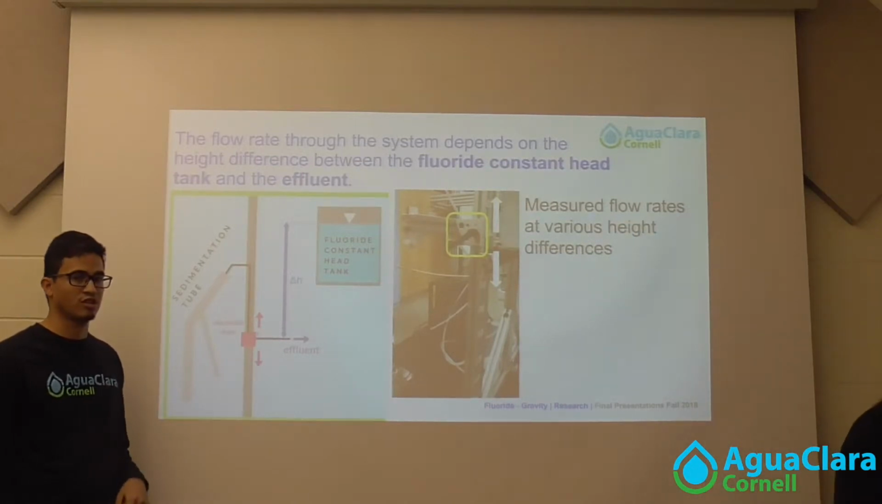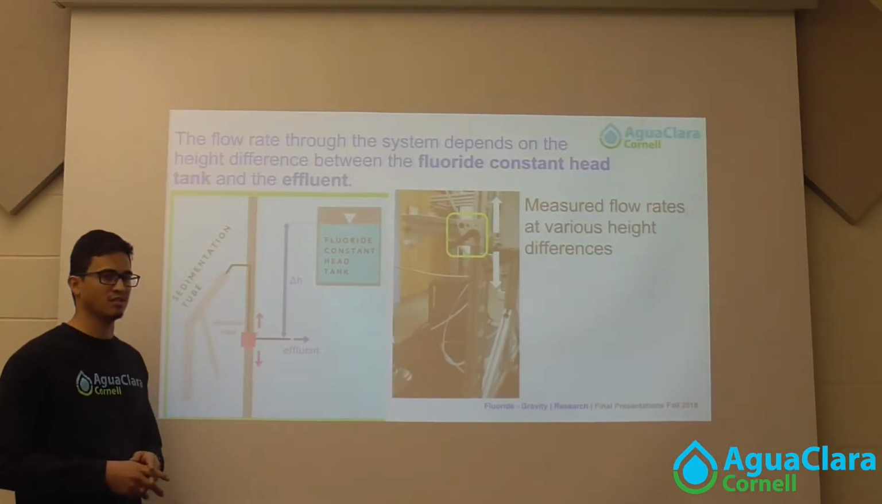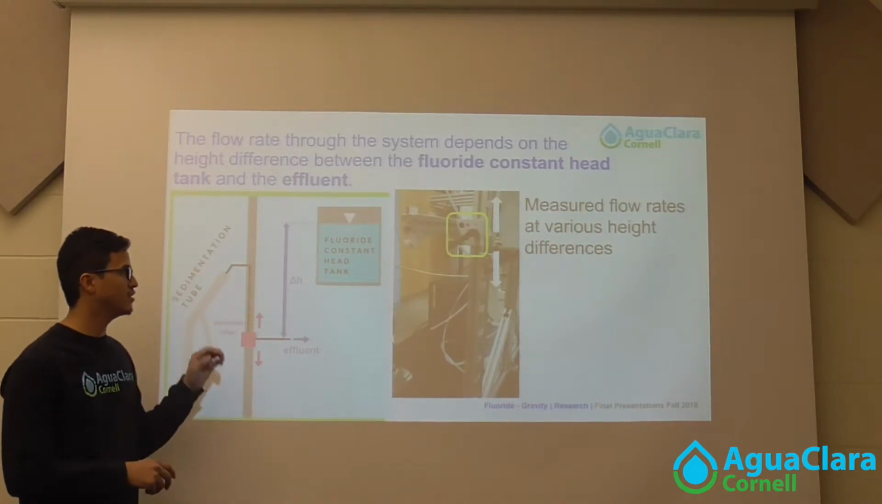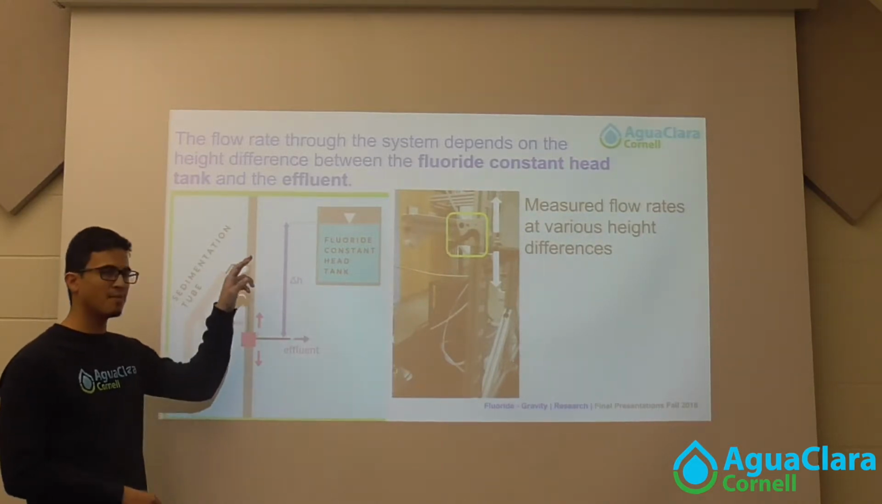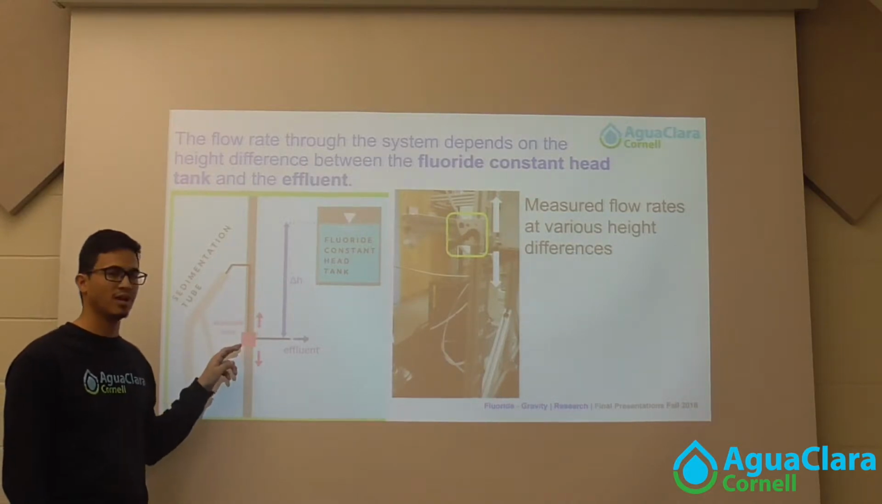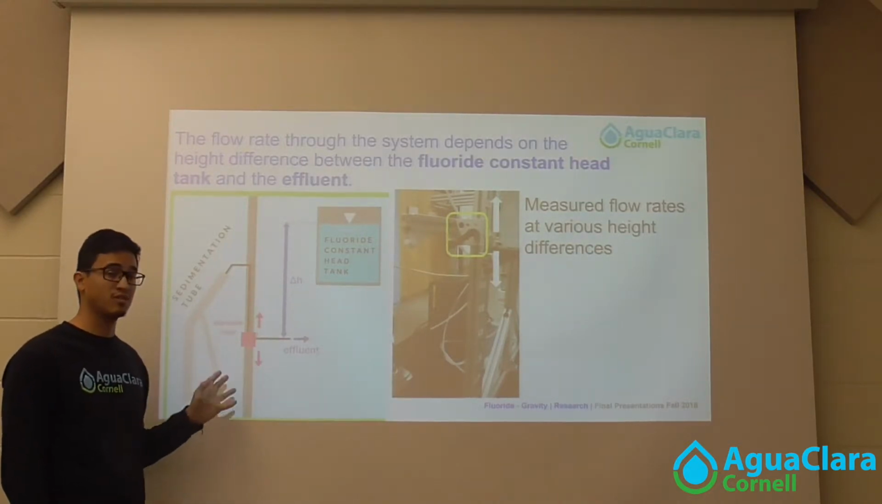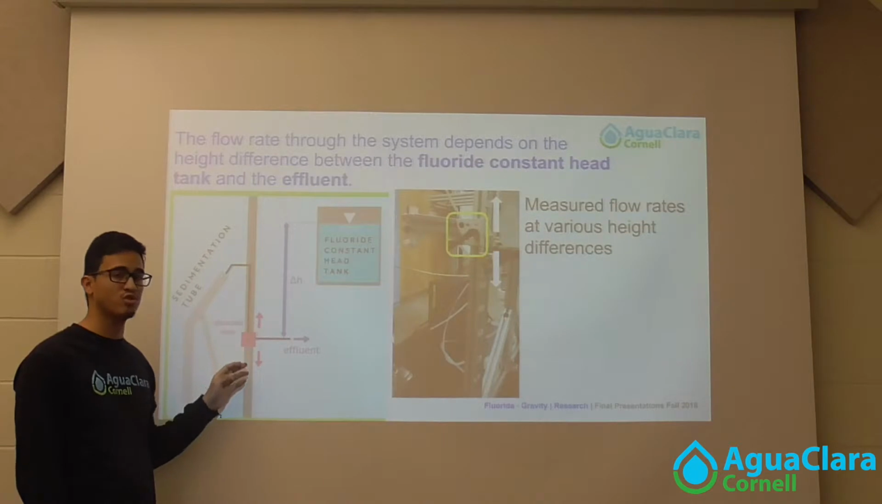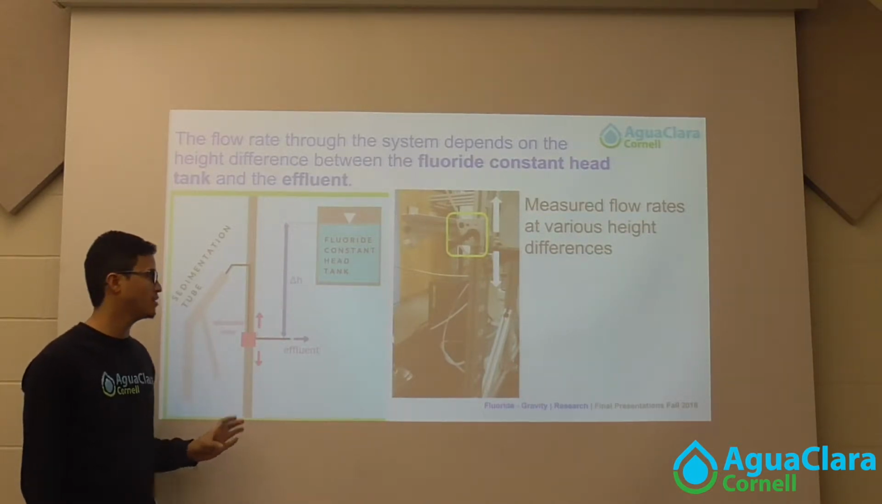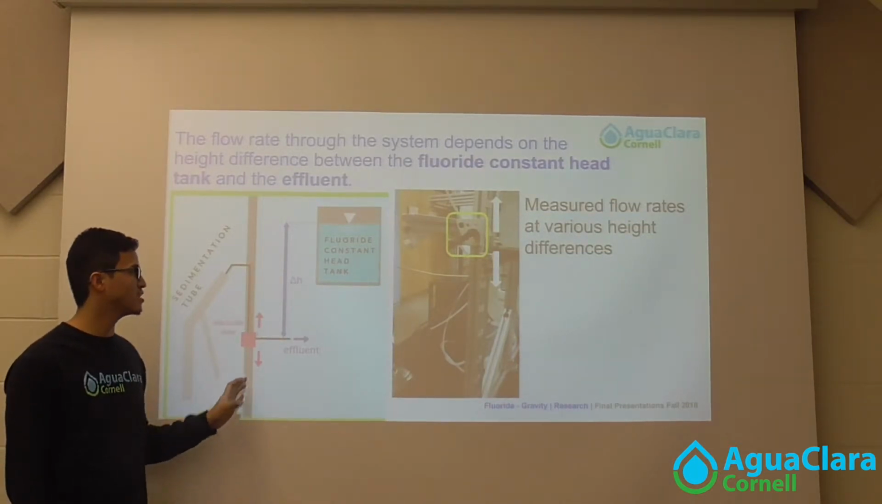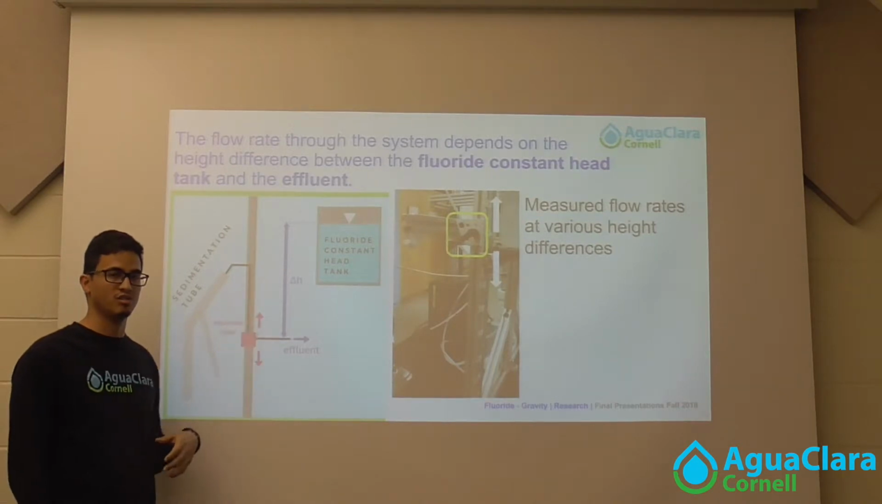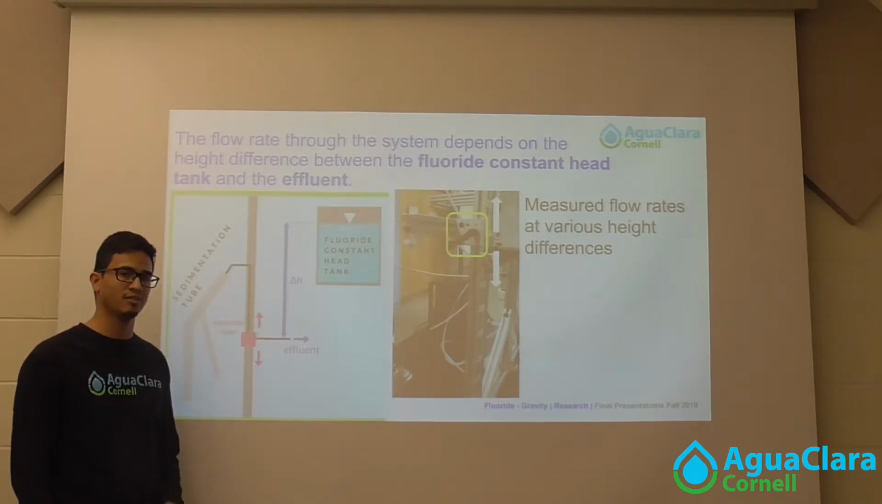Now for the total system flow rate, that flow rate is governed mainly by the height difference between the top of the fluoride tank and the point where the effluent tube is. So we've put the effluent tube on adjustable sliders that allow us to very easily change this value, delta H, and therefore control the flow rate very effectively and easily.